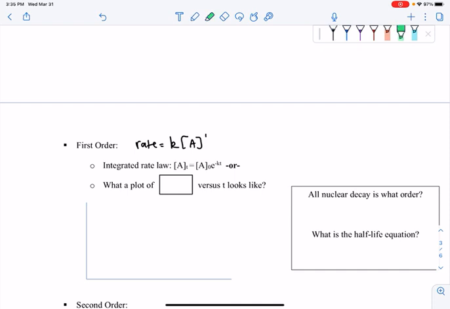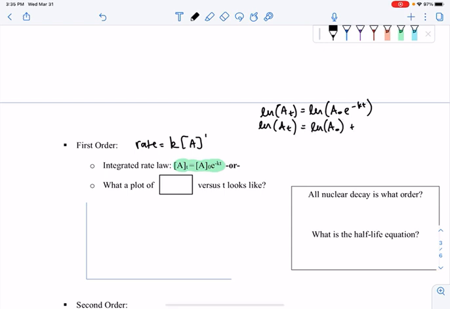The integrated rate law you can write in two ways. You can write it this way, or you could take the natural log of both sides, and I'll do this like this. So then we have the natural log of this equals the natural log of this plus the natural log of this. Those are our log rules. Then we end up with, the natural log of e to the something is something. So this is actually the rate law that I want you to focus on.